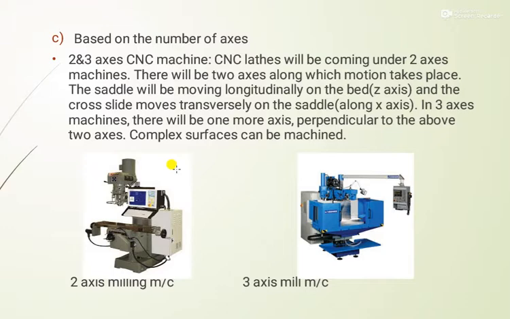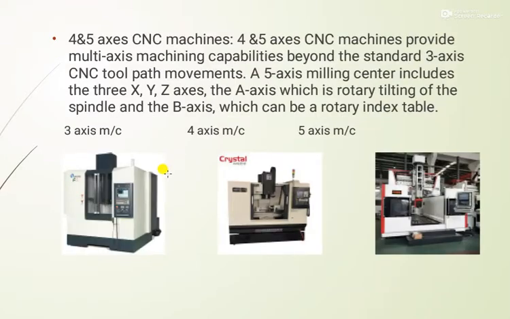holding capabilities. We have the 4 axis CNC machine. 4 and 5 axis CNC machines provide multi-axis machining capabilities beyond the standard 3 axis CNC tool path movements. A 5-axis milling center includes the 3 X, Y, Z axes, the A-axis, which is the rotary tilting of the spindle, and the B-axis, which can be rotary index. Here we have seen 3-axis, 4-axis, and 5-axis machines.